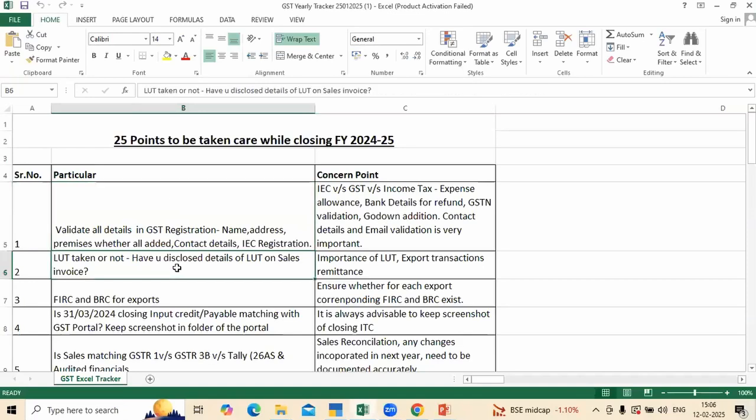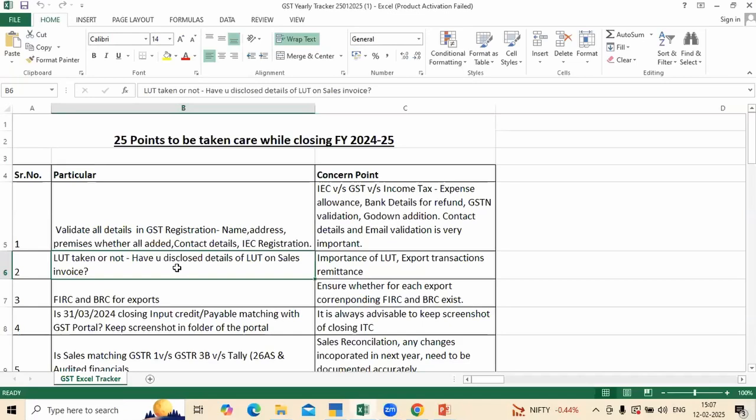The second point is LUT. See, in case you are an exporter, nowadays almost every business is doing exports. So if you are an exporter, it is mandatory for you to take a letter of undertaking. Now the question comes that being an exporter, my exports are 100% exempt. It is not taxable. Then what is the point of taking all the documentation?